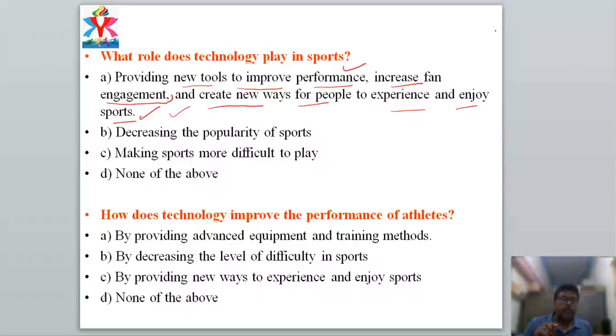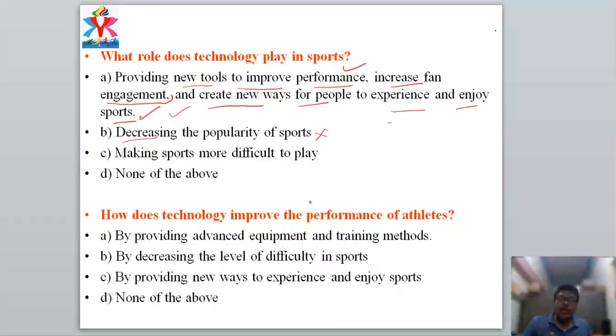So technology never ever tries to decrease the popularity of the sport. Obviously this technology helps, these tools will help to improve the overall experience. They are enhancing the overall experience of sport. So it never ever decreases the popularity of sports. It will try to enhance the sports area. So definitely option B is the wrong option.